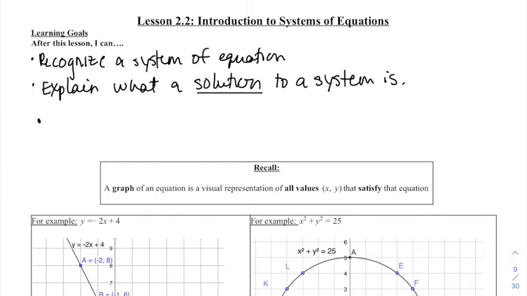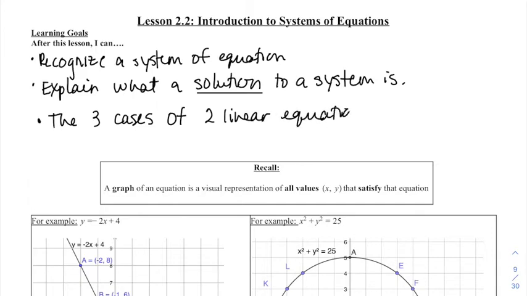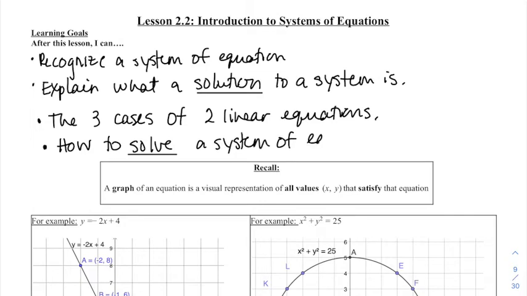And finally, you should know the three cases of two linear equations. So there are systems of two linear equations, and there are three cases of those. And lastly, you need to know how to solve a system of equations graphically or visually if you want. Okay, so let's get started.